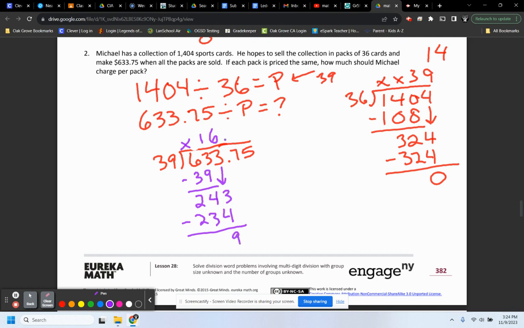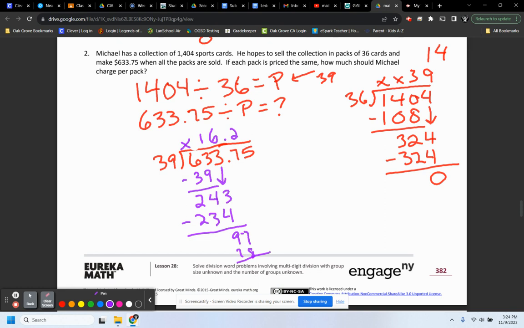Bring my decimal point straight up. Don't forget to bring that decimal point up, and you're going to get a 7 right here. So now I've got 97. How many times does 39 fit into 97? It's only going to fit twice, because 2 times 40 would be 80, so 2 times 39 is going to give us a 78. Ooh, I'm running out of space here, but hopefully you won't.